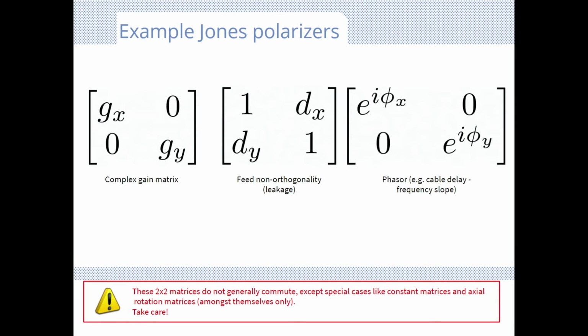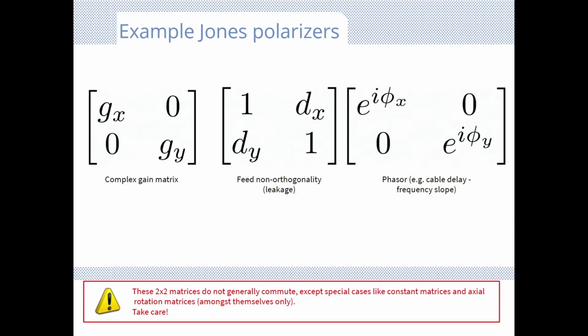Okay, so let's look at some examples of such 2x2 matrices. Well, on the left-hand side there, we have a complex gain matrix, right? This describes both attenuation on the signal, right? And it describes impedance effects on the signal, so a delay or a constant phase change with frequency, or that may be variable in time, for instance, and so forth.